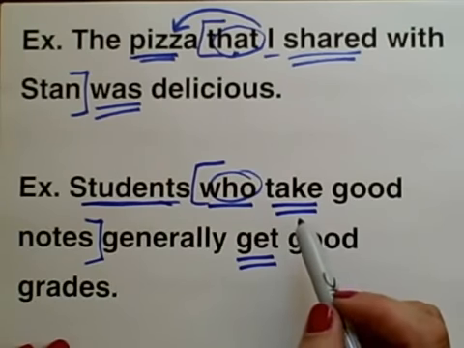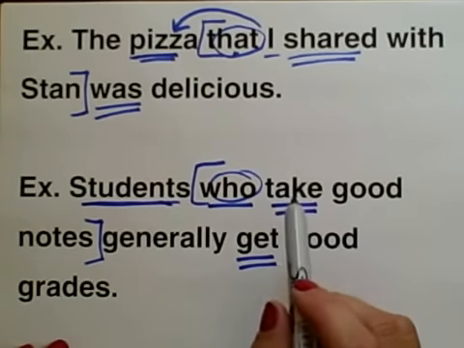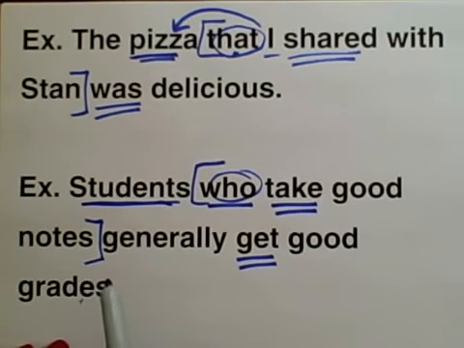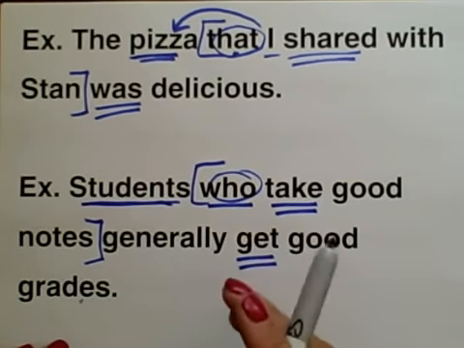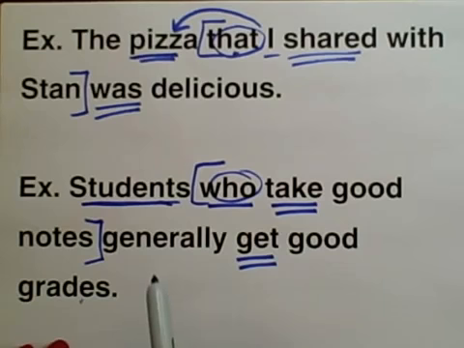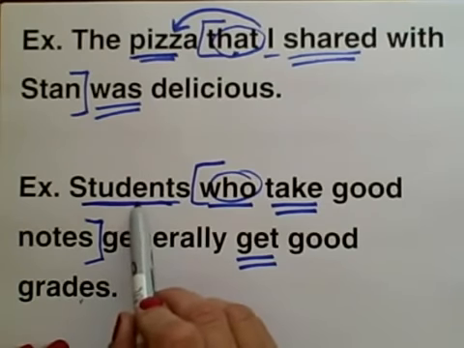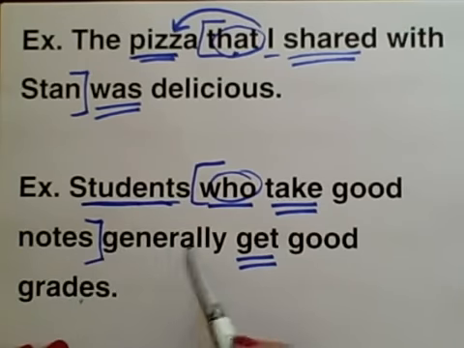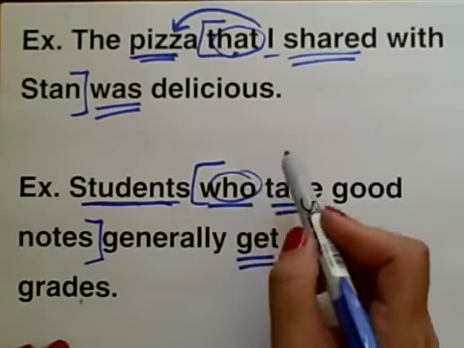Now, because there are 2 nouns in my main clause, students and grades, I have to choose which one I think the subordinate clause modifies. This should be no problem for you, because only one of the nouns is adjacent to the relative clause. Students. Let's test it. Which students? The ones who take good notes.